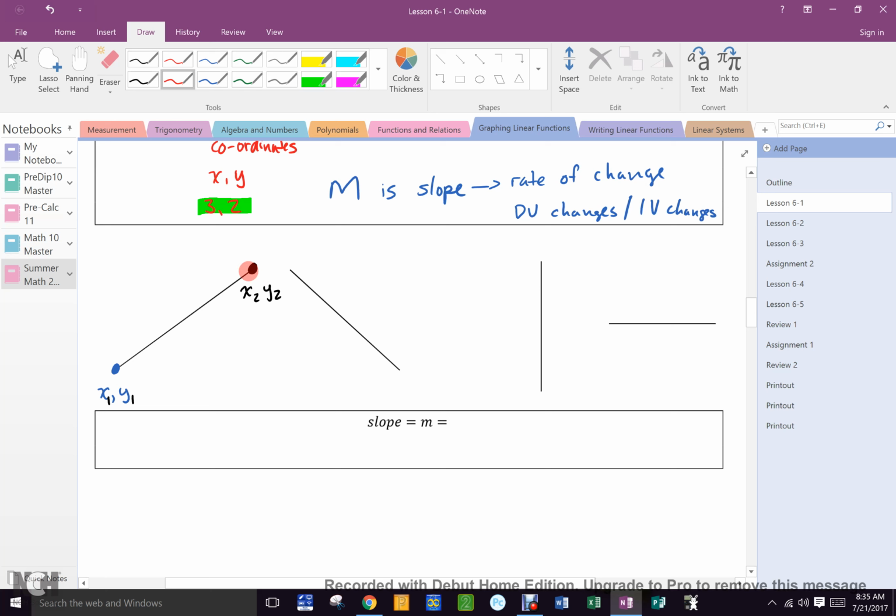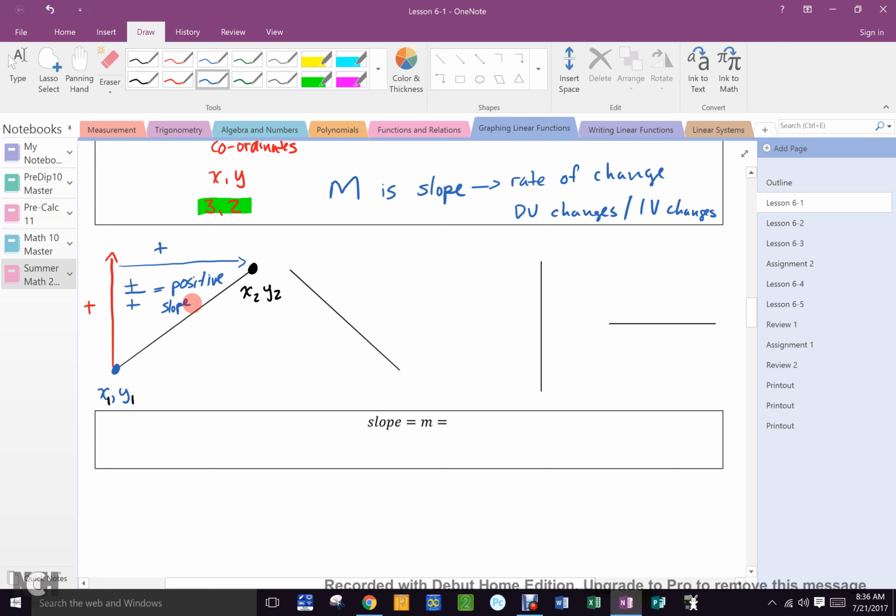Then, to check my independent variable change, how do I get over here? I go right. Is right positive or negative? Positive. So, that means if my dv change is positive, and I divide it by my iv change, which is positive, then this is what we call a positive slope. Is everybody cool? Because both of the changes are positive, therefore the rate of change is positive.